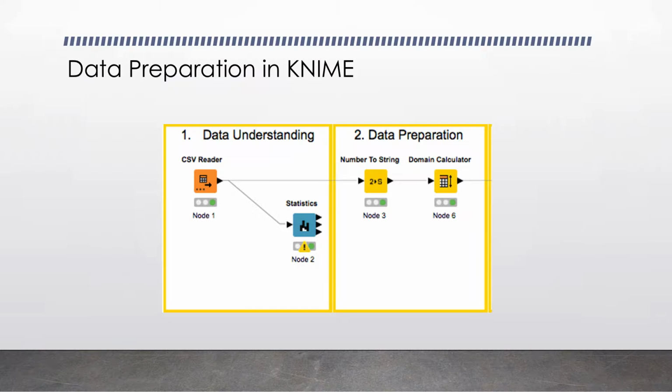So here is a continuation of our previous screenshot in Knime of the modules we're using. So you can see I linked from the reader number to string and domain calculator. These two are preparing our data to be put into the model we'll be using, which leads us to our next step. Step 4, modeling.